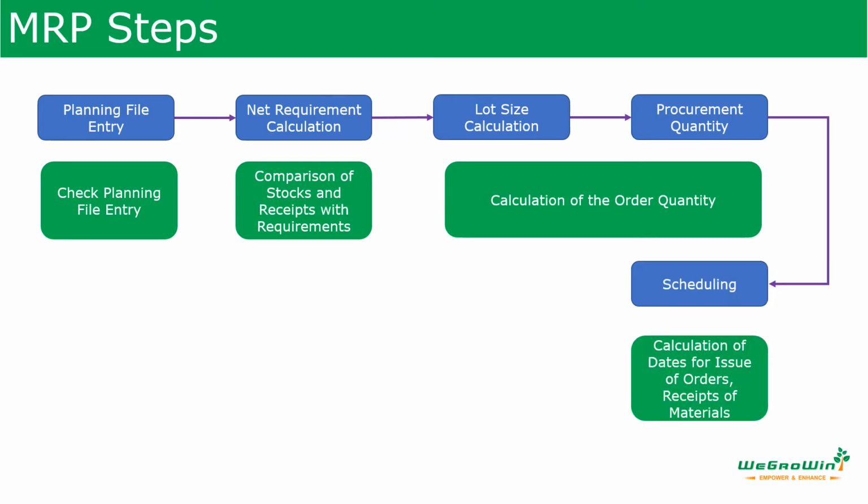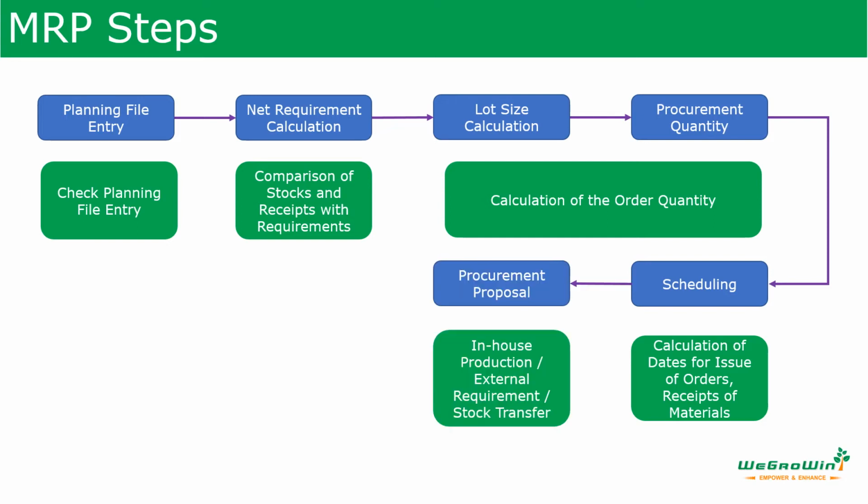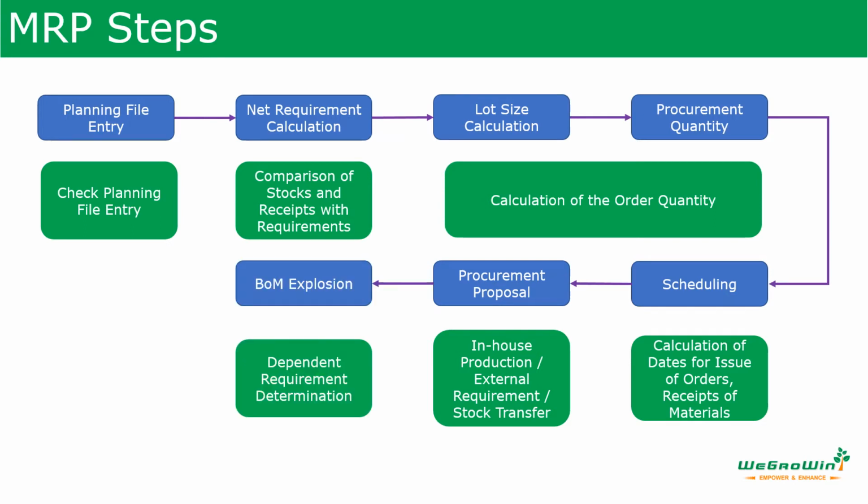And then, especially for in-house production items, scheduling is carried out. And then the source determination, that is external requirement or stock transfer, is done. Then the next level of bill of material is explored. The net requirement calculation, lot size, quantity calculation, and scheduling, those things we discussed in the last session. The point here we have to see is the planning file entry. So there is a systematic approach, and step by step the system will work.